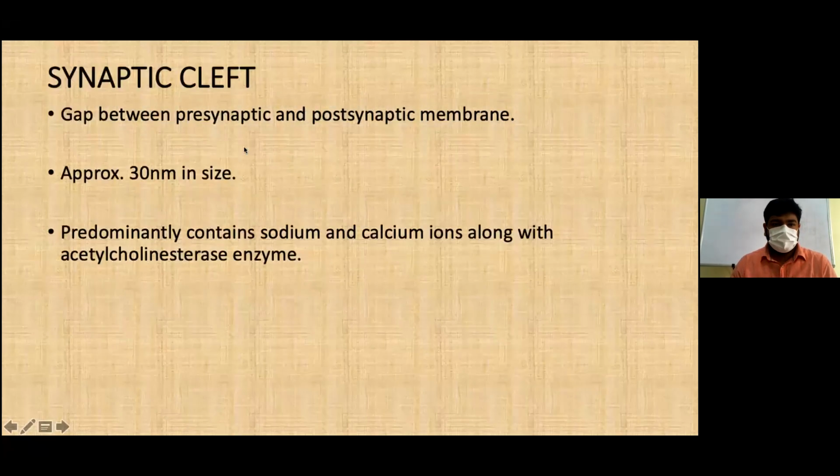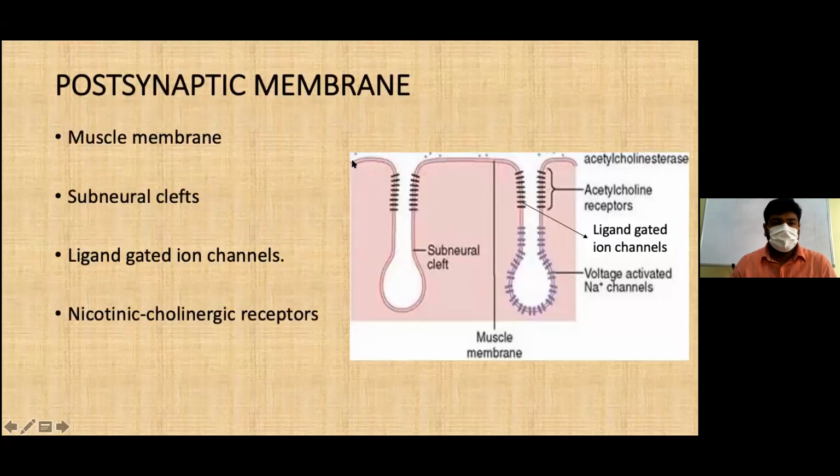Synaptic cleft. It is a gap between the presynaptic membrane and postsynaptic membrane. The gap is approximately 30 nanometers in size. It predominantly contains sodium and calcium ions along with the acetylcholinesterase enzyme. Postsynaptic membrane. It is a muscle membrane. It contains numerous muscular folds called subneural clefts. These subneural clefts increase the surface area for the action of the neurotransmitter to occur. This membrane contains specialized channels called ligand-gated cation channels to which acetylcholine receptors are attached. These acetylcholine receptors are also called nicotinic cholinergic receptors because they act as receptors for both nicotine and acetylcholine.